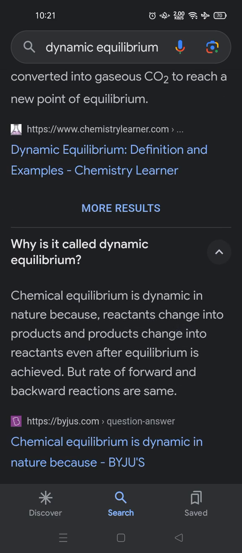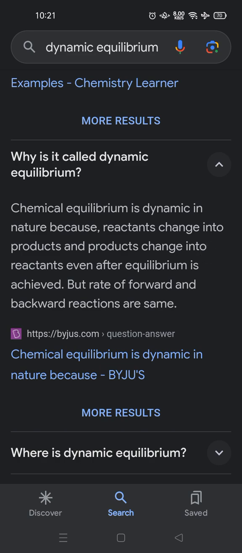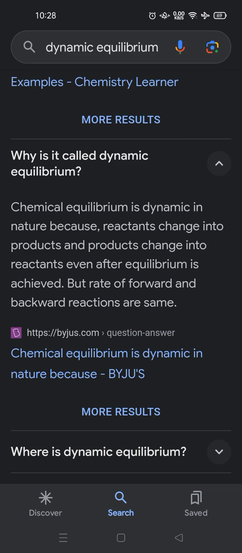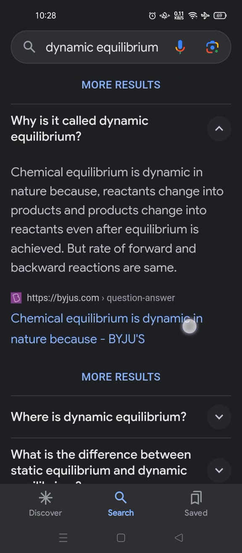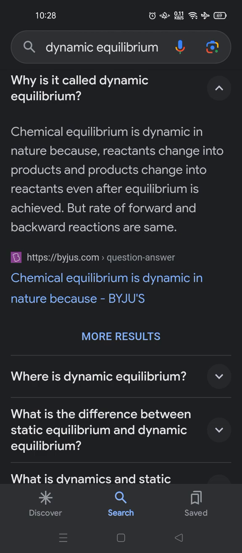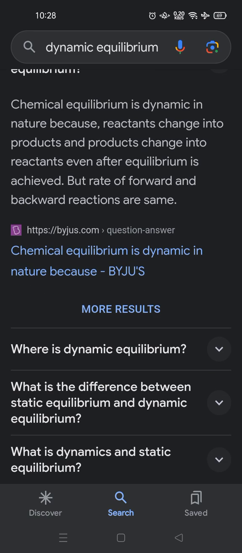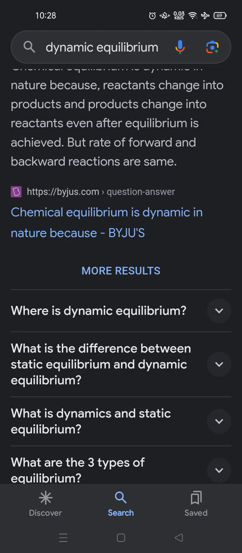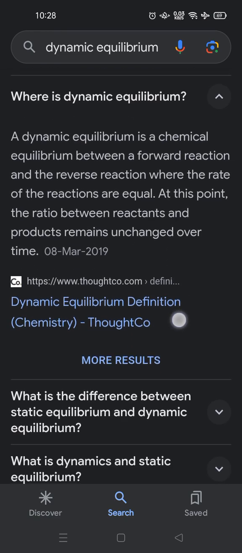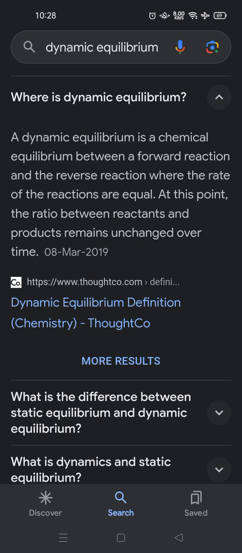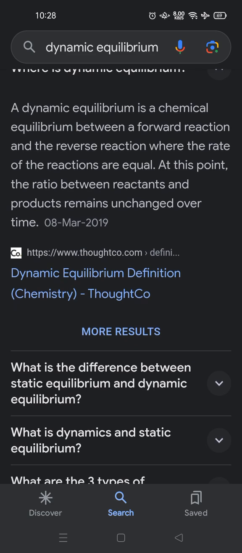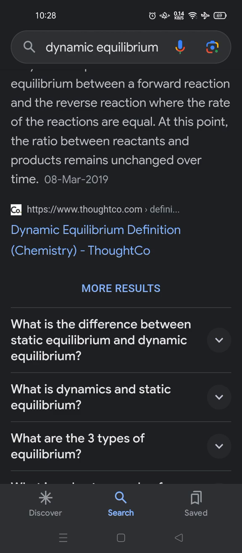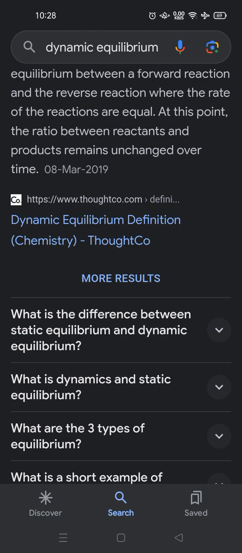Why is it called dynamic equilibrium? Chemical equilibrium is dynamic in nature because reactants change into products and products change into reactants even after equilibrium is achieved, but the rate of forward and backward reactions are the same. What is dynamic equilibrium? A dynamic equilibrium is a chemical equilibrium between a forward reaction and the reverse reaction, where the rates of reactions are equal. At this point, the ratio between reactants and products remains unchanged over time.